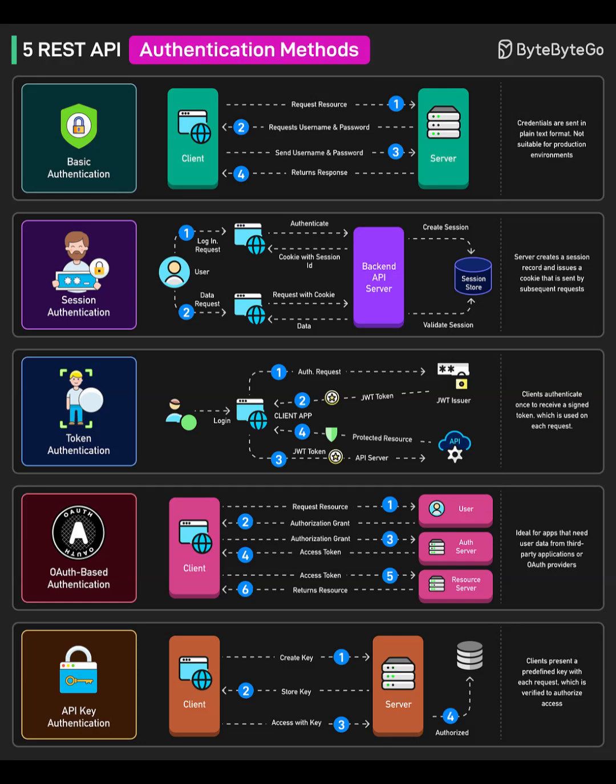OAuth 2.0 is ideal for third-party integrations and delegated access because the client app never sees the user's actual password. Instead, it receives time-limited tokens with specific scopes that define what it can do.